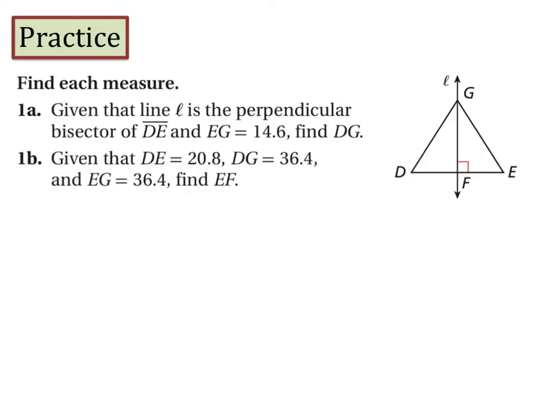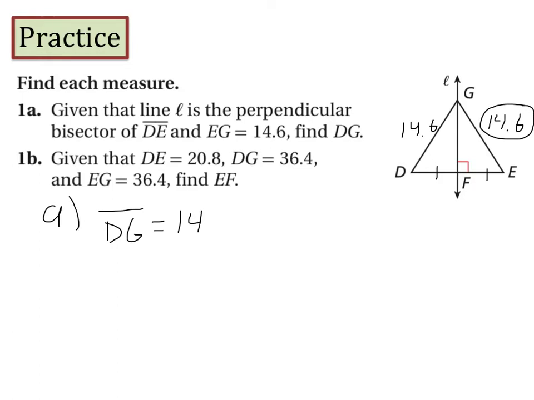Let's look at another example of perpendicular bisectors. So for example A, we're given that line L is a perpendicular bisector of DE and that EG is 14.6. So if we know that this is 14.6 and this is the perpendicular bisector, we know that this side is 14.6 as well. So we know that segment DG is 14.6.